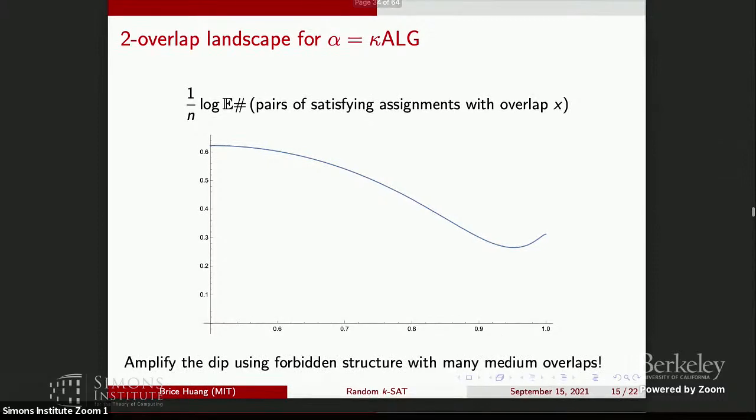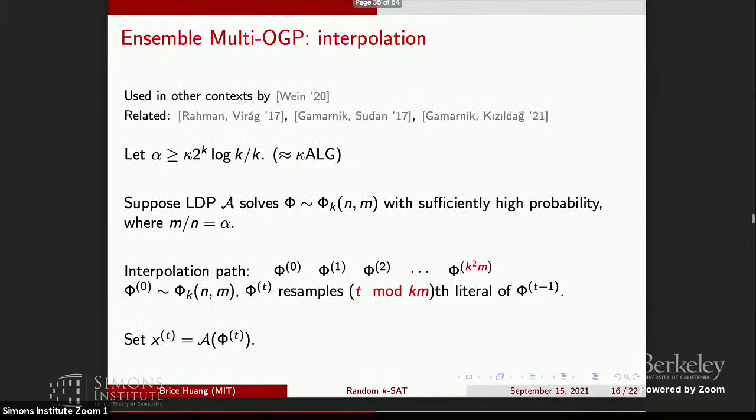And that inspires the following idea. If we consider a forbidden structure with a lot of medium overlaps, then hopefully we can boost this unlikelihood until we arrive at a first moment that's actually negative. And this is what we'll do. So this technique is called the Ensemble multi-OGP, and it originated in this very nice paper by Alex Huang. This argument will rule out low-degree polynomials at any clause density above the one we claimed.